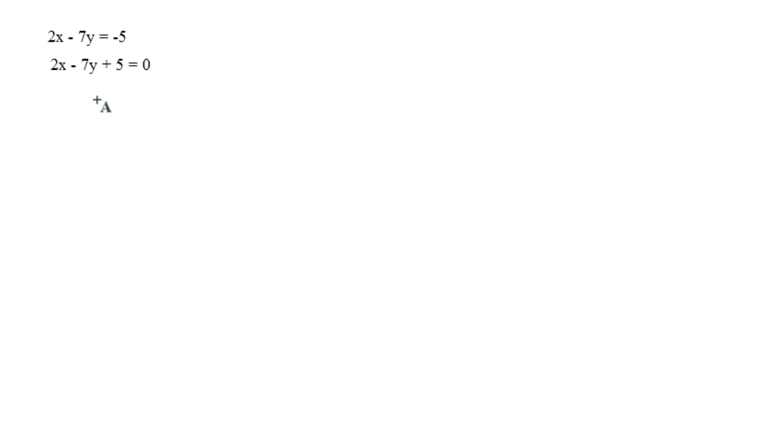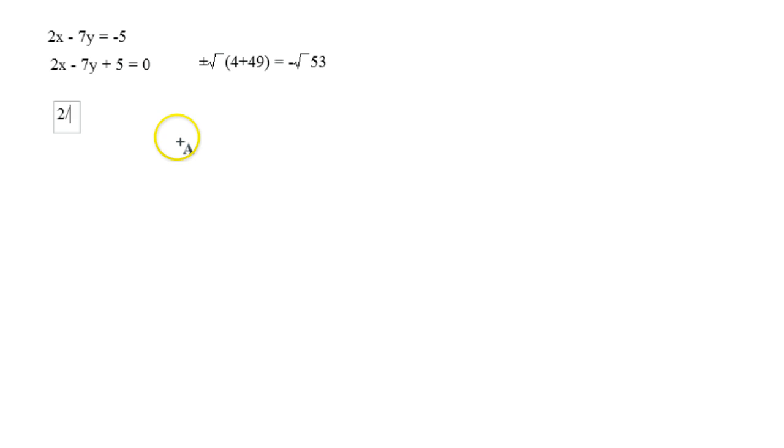First off, I'm going to convert it to normal form. So converting it to normal form, I need to do plus or minus the square root of 2 squared, which is 4, plus 7 squared, which is 49. Since c is positive here, we're going to be using the negative version. So negative the square root of 53.